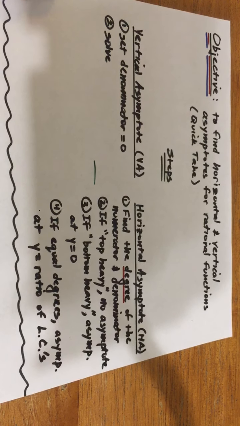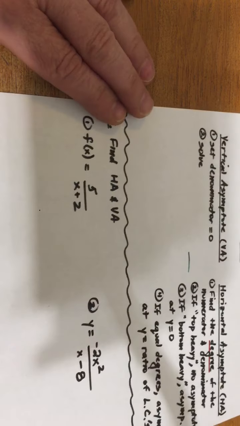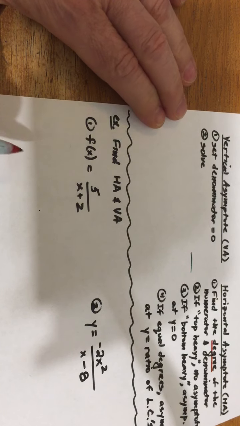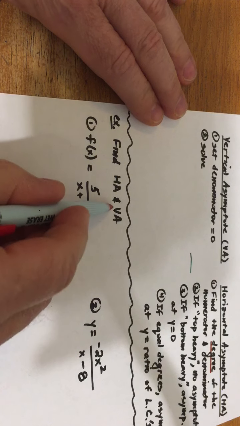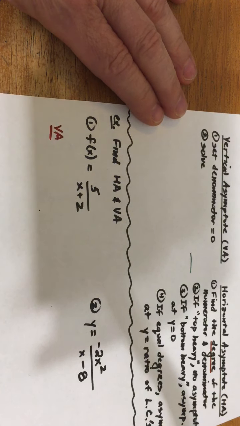So let's take a look at several examples here. Feel free to pause the video, try the examples first, and then listen to the rest of it. Make sure that you have the correct answer. All right. So here it says, find the vertical asymptote and the horizontal asymptote. This first example is a little bit more straightforward. Let's go ahead and start with the vertical asymptote first, because that's going to be easier.